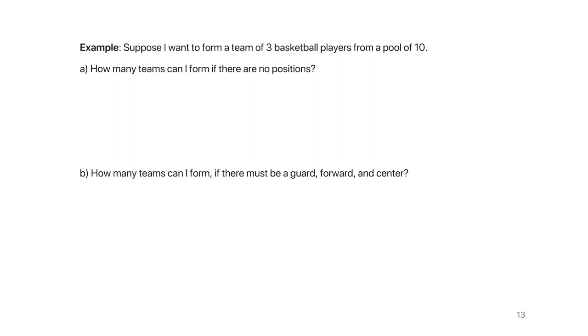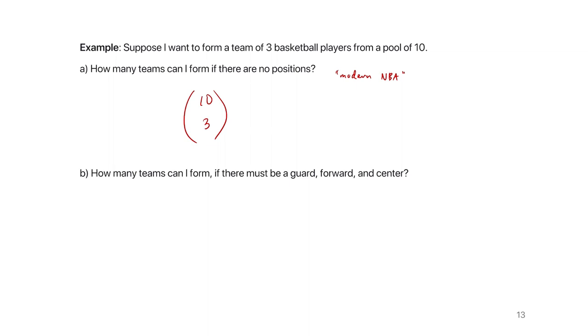So here's an example. Suppose I want to form a team of three basketball players from a pool of 10. How many ways can I do this if there are no positions? All people are equal, so it's like modern basketball, no positions. How many ways can this be done? Order doesn't matter. Well, it's 10 choose 3. I have 10 possible players. Since there are no positions, they're all essentially the same. So it's 10 choose 3.